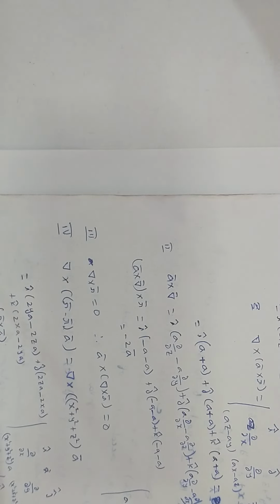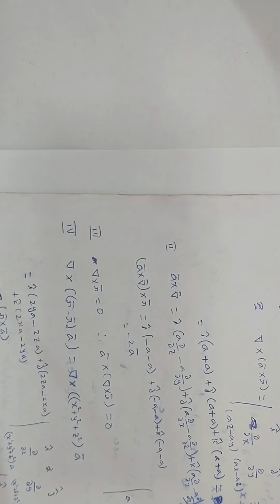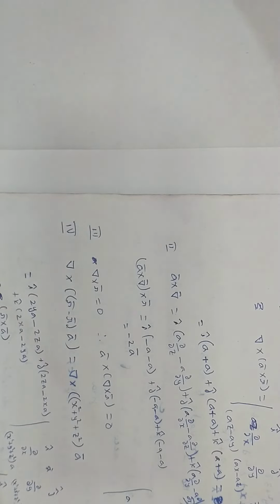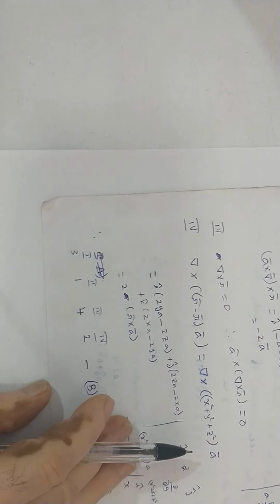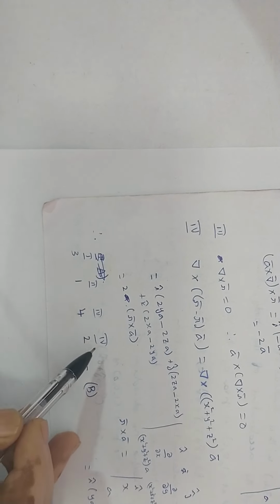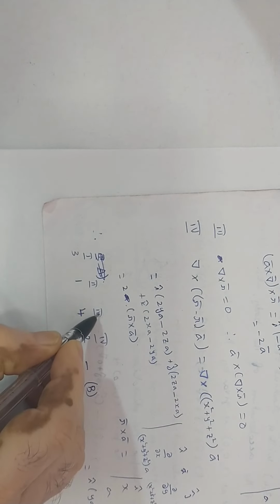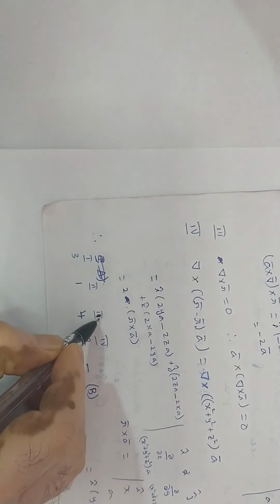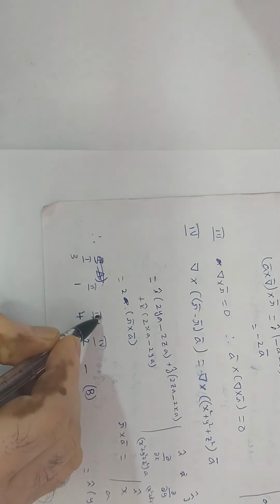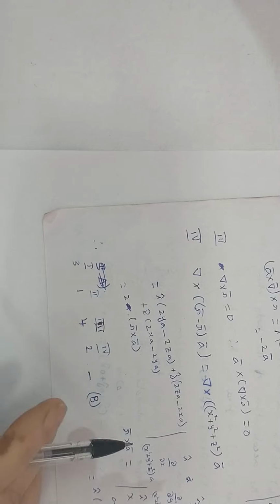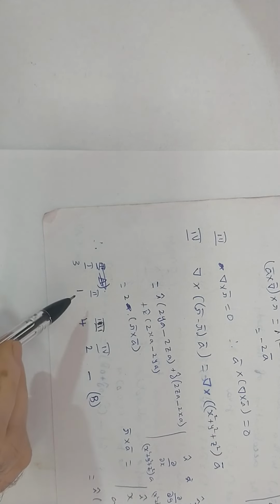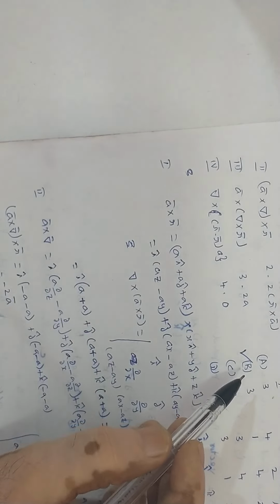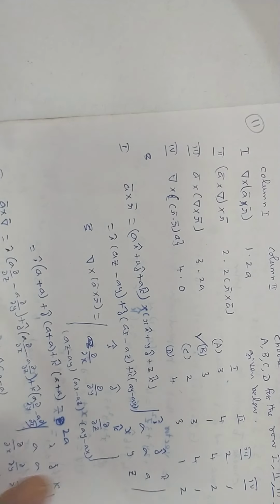So for the first question, answer 3 is correct. Second one, answer 1 is correct. For the third one, answer 4 is correct. For the fourth one, answer 2 is correct. So 3, 1, 4, 2 is your B. Option B is correct.